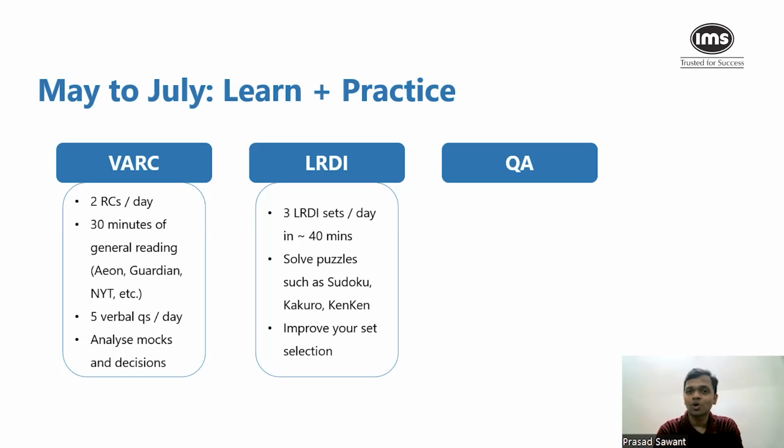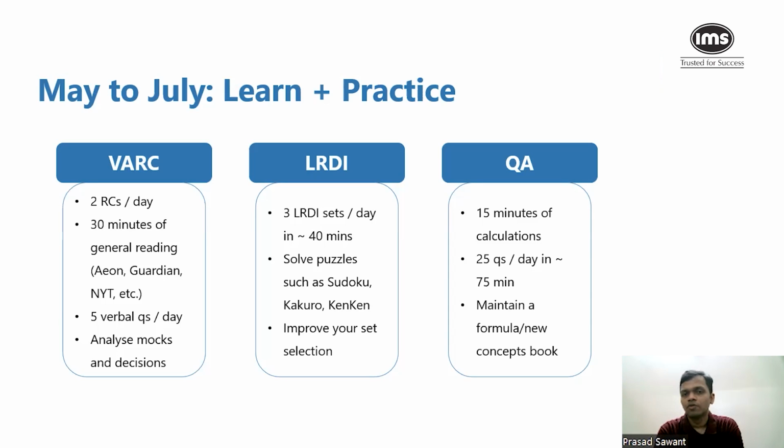And lastly, let's talk about the quant section. One of the most important elements of quant is your calculation speed. And that is why you should set aside about 10 to 15 minutes to practice calculations. Just write down some questions on a piece of paper, time yourself, and see if you're able to solve those questions. You can then use a calculator to check whether you got it right or not. And then look at your rough sheet as well. See how much of it were you able to do mentally and how much you actually solved on the sheet.